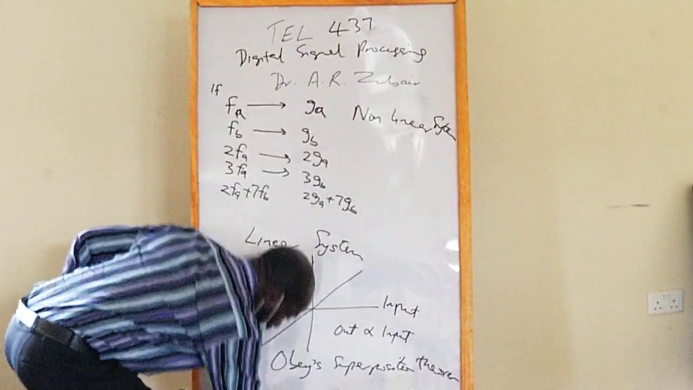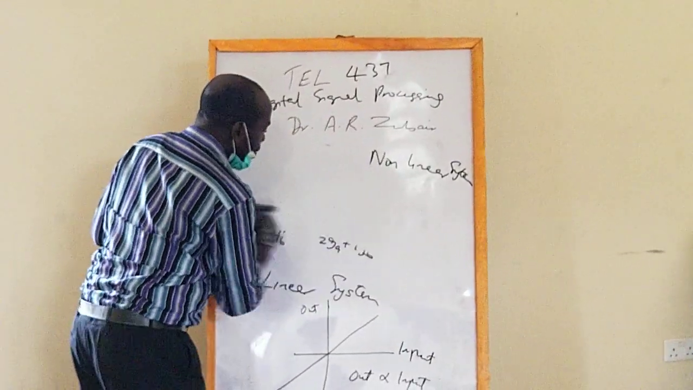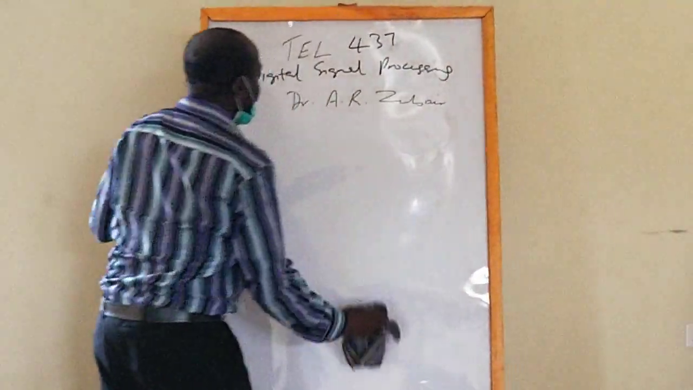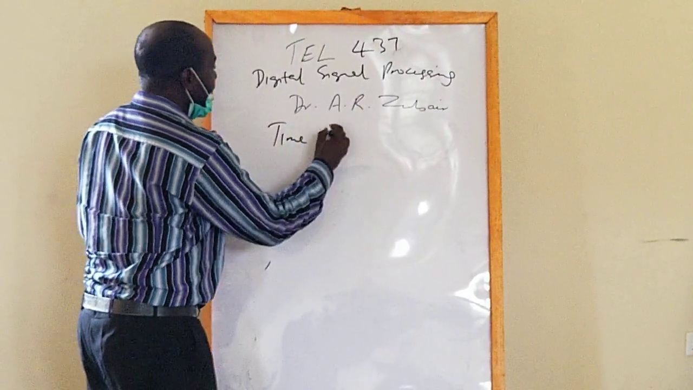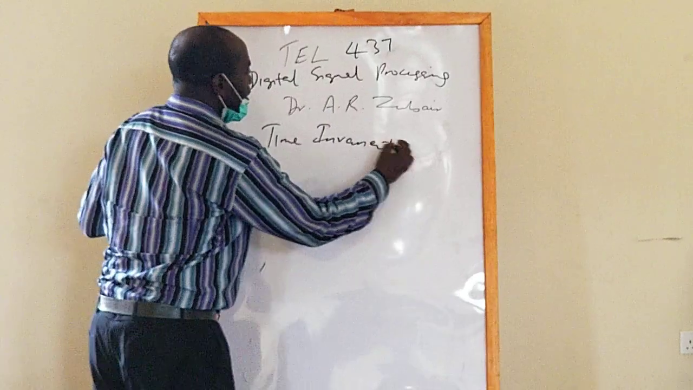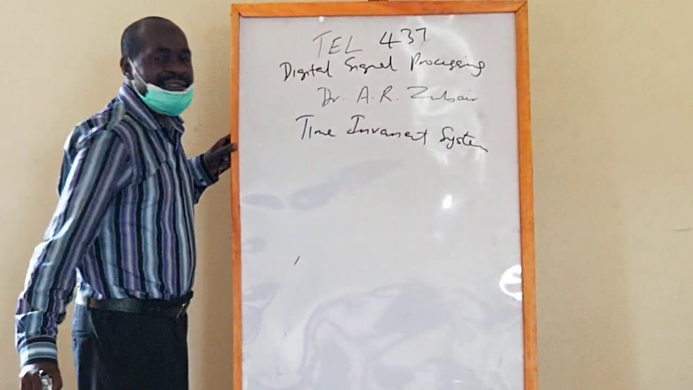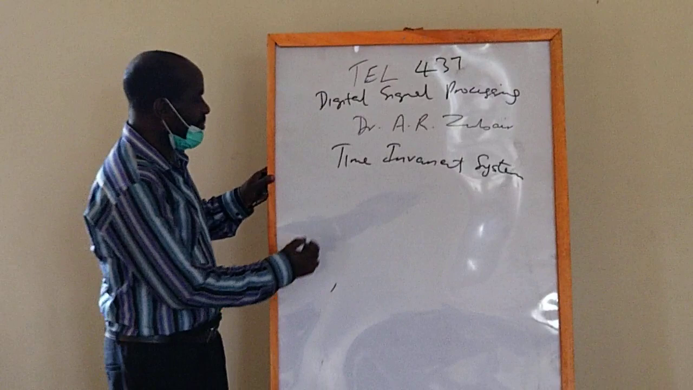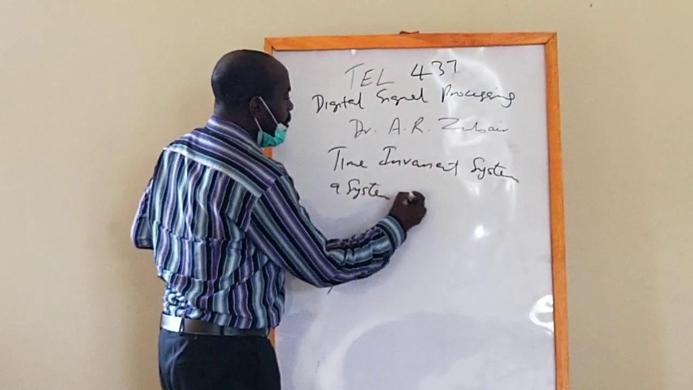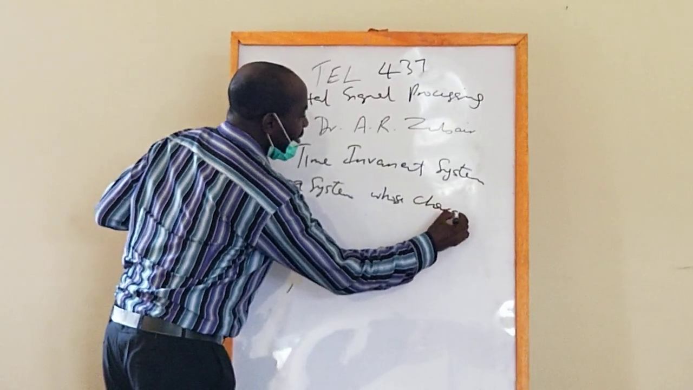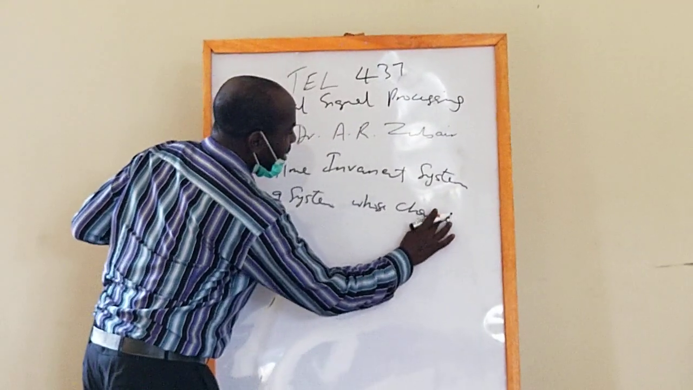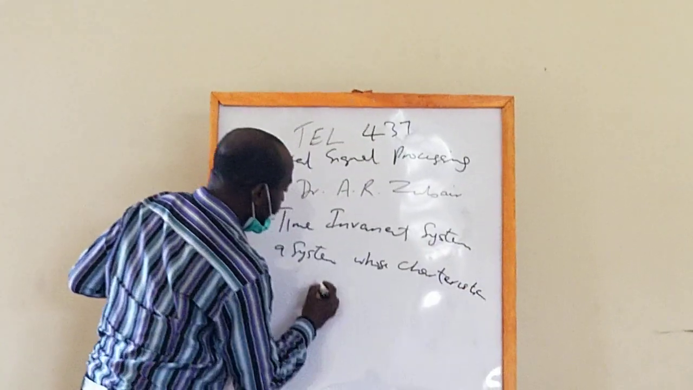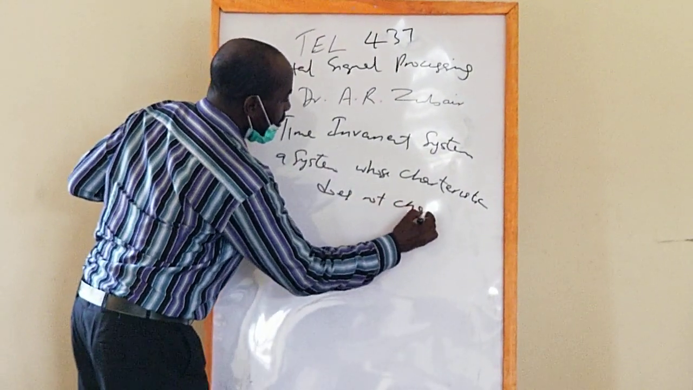Then, the other type of system we want to introduce is what we call a time invariant system. A time invariant system is a system whose characteristics do not change with time.